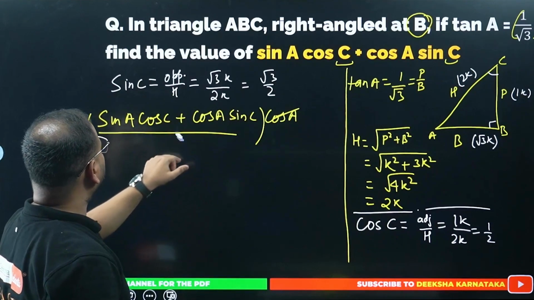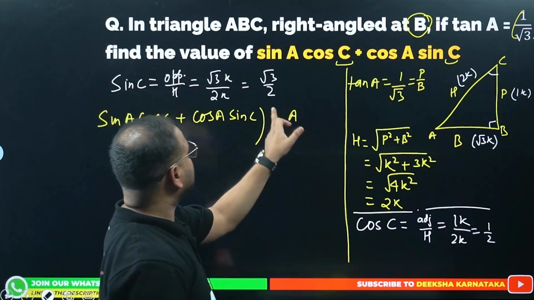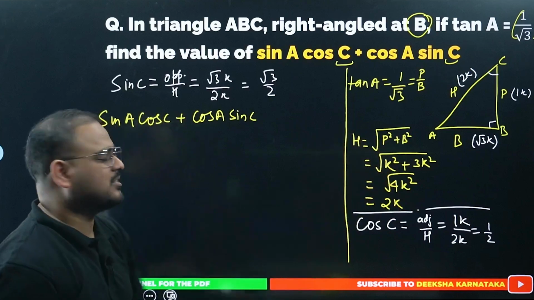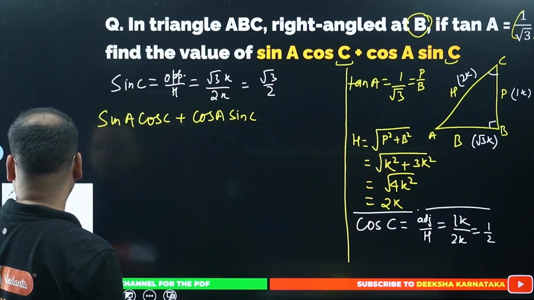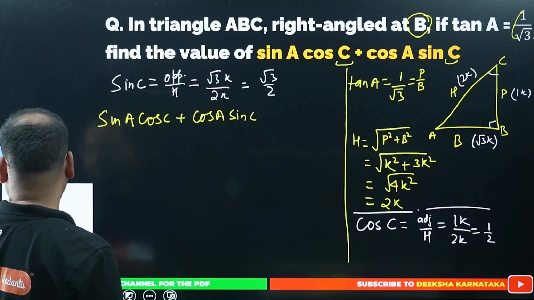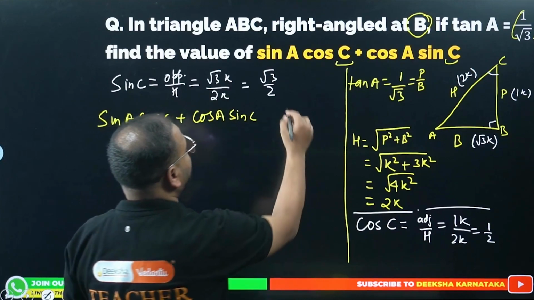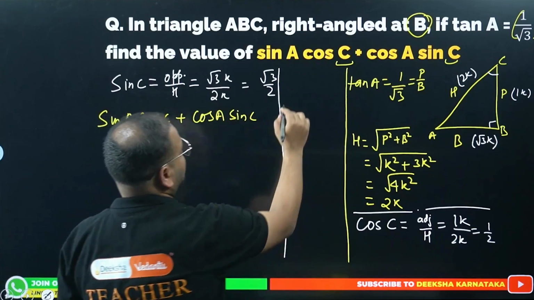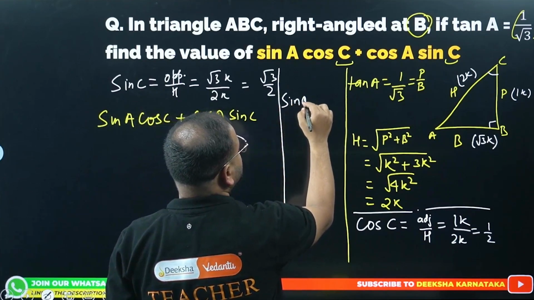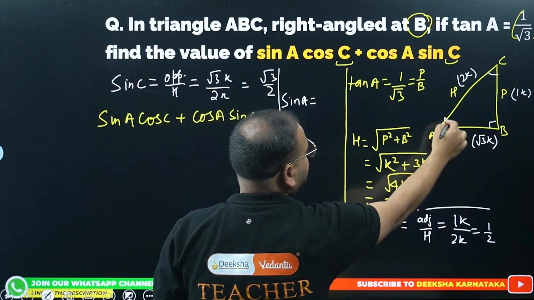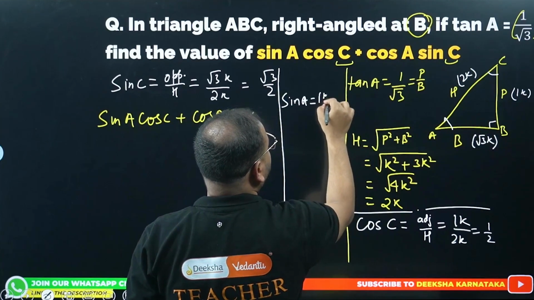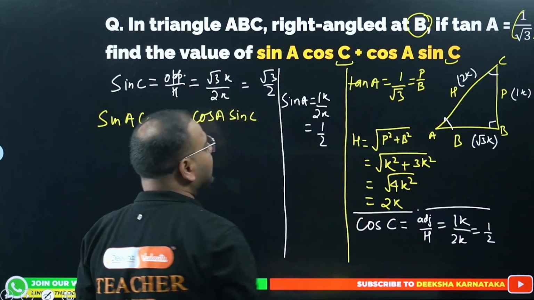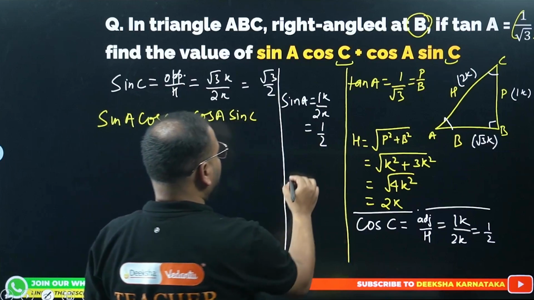So we will quickly find sin A and cos A, since anyway we have all the values. Okay, no biggie. What is my sin A and cos A? I can find them in this part only. Sin A will be, for this angle A, perpendicular 1k, hypotenuse 2k. So 1 by 2. And what about cos A?